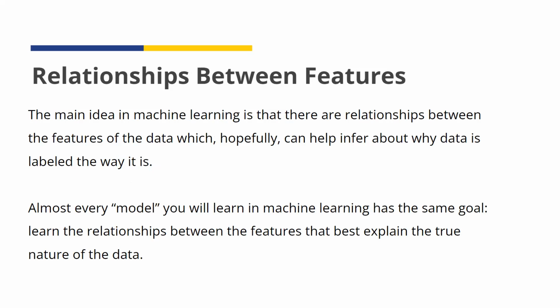Again, the real key takeaway for machine learning is that we're trying to figure out relationships between features, right? Sometimes some features will be more important than others, but there's no way of knowing which will be more important until we've done our analysis on it. Almost every model you'll learn about has essentially that same goal, right?